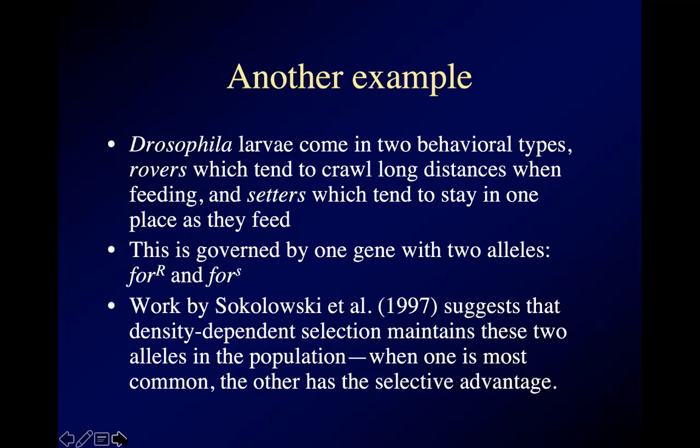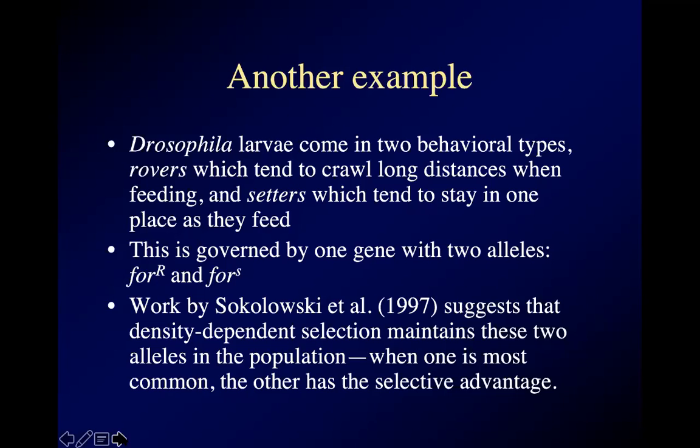Density-dependent selection maintains both of these in the population. If sitters are common, that means the sitters are staying in one place as they feed, and they're likely to exhaust the local food supply, and the rovers have an advantage because the rovers are leaving and finding new sources of food. So when the sitters are common, the rovers are favored, and they'll breed and they'll lay lots more rover babies.